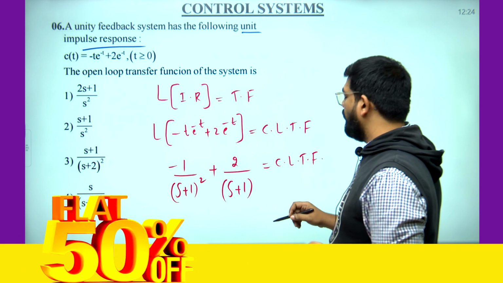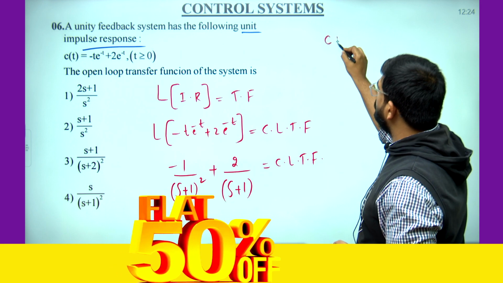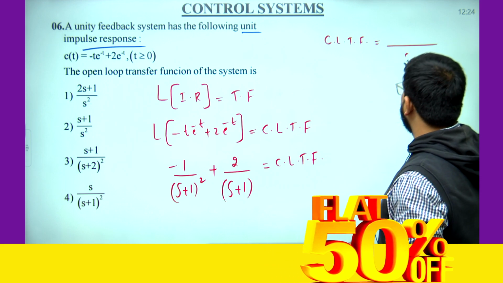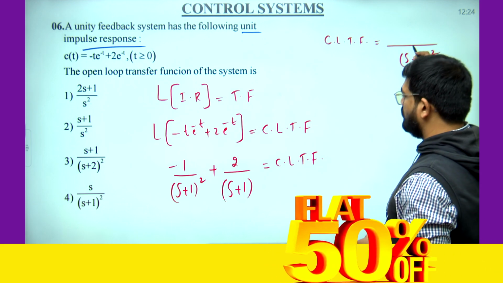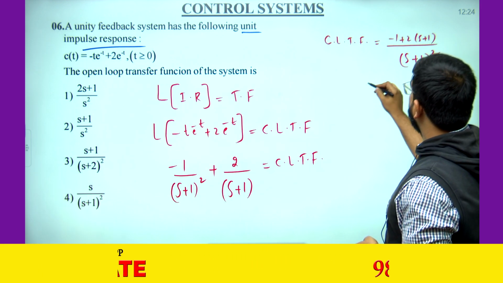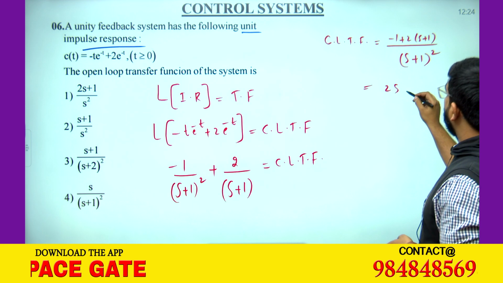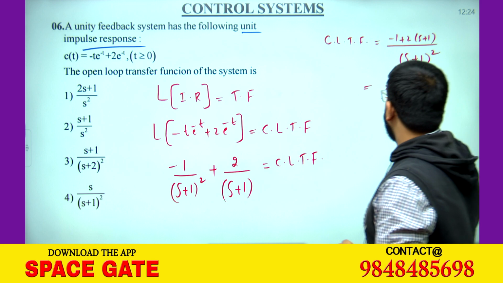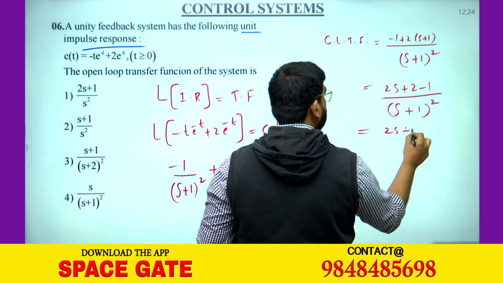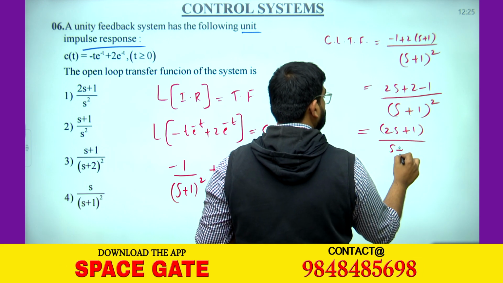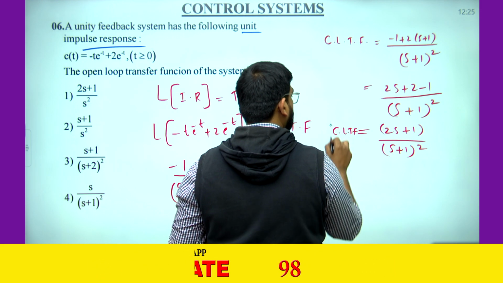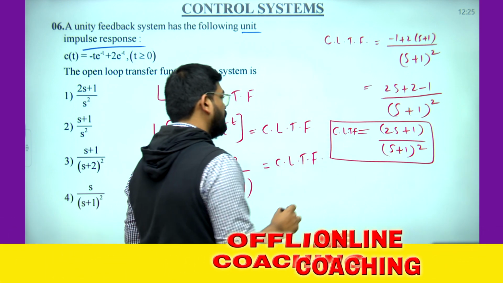If you simplify here, take LCM, what will be the closed loop transfer function? S plus 1 whole square I can take, and this one is what? The minus 1 plus 2 into s plus 1 we will get. Simplify further, 2s plus 2 minus 1 by s plus 1 whole square. Simplify now, this will be 2s plus 1 by s plus 1 whole square, but this is not open loop, this is the closed loop transfer function.